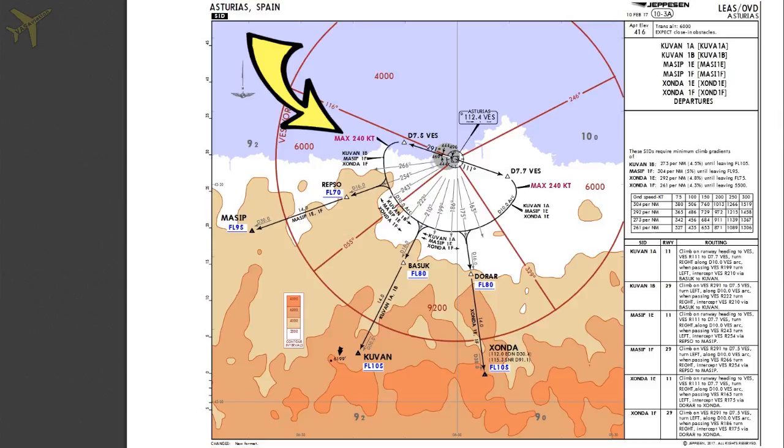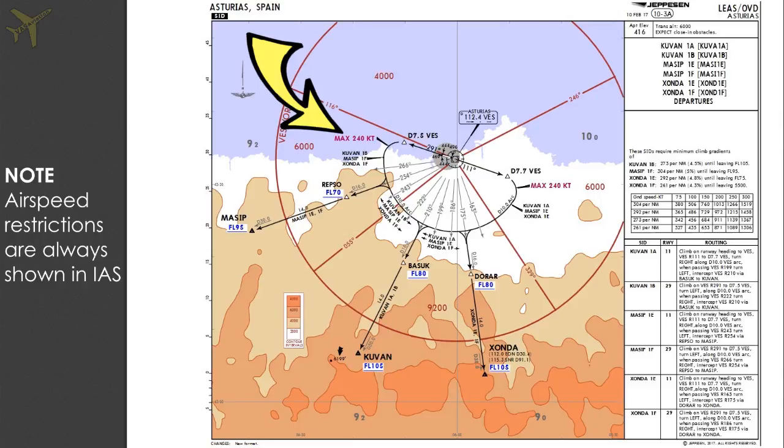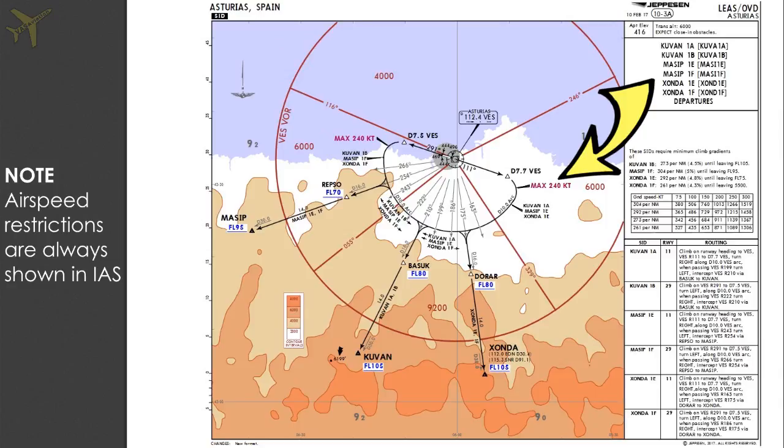Airspeed restrictions are shown by a 3-digit number and the letters KT or KIAS. In our example, we have a maximum allowed airspeed of 240 knots indicated when turning into the DME arc.